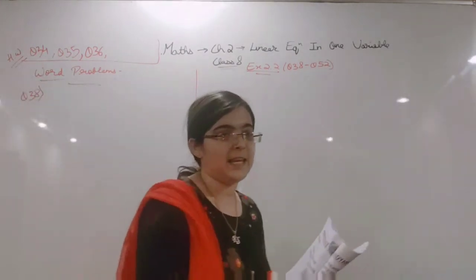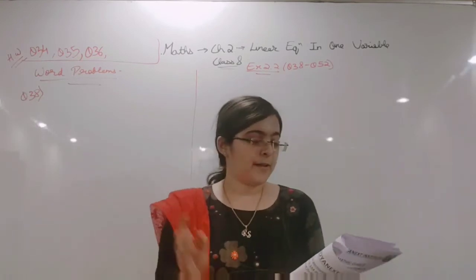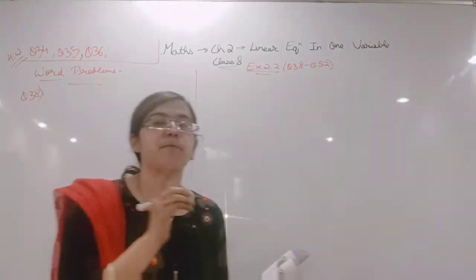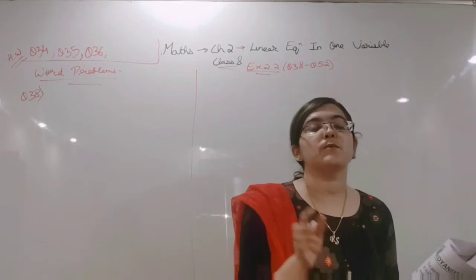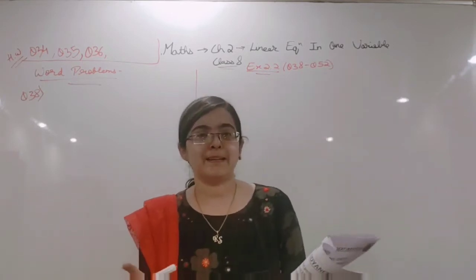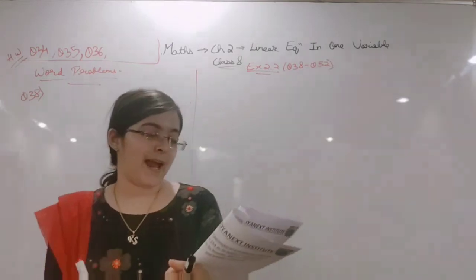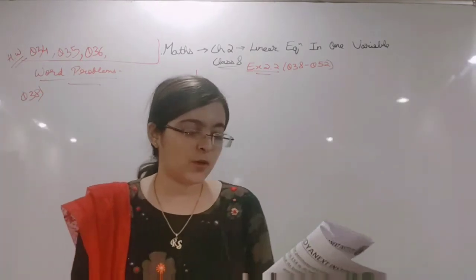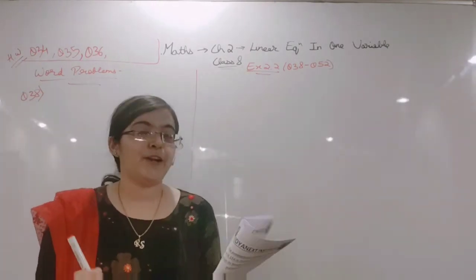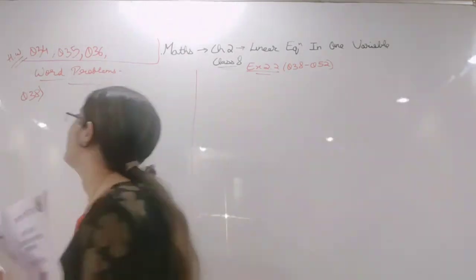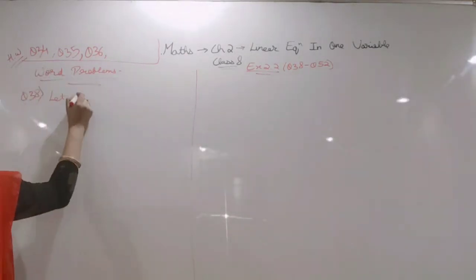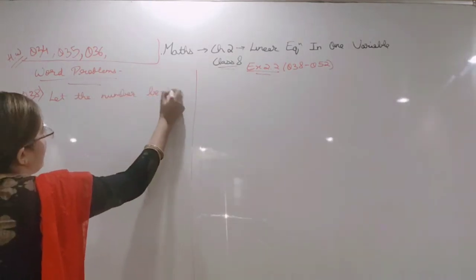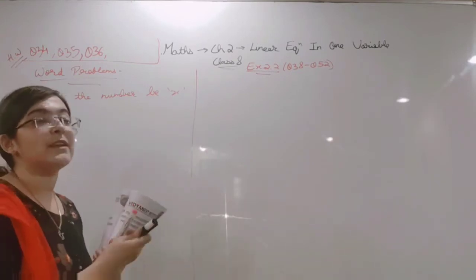Read the question, what it is saying. If you subtract 1 by 2 from a number and multiply the result by 1 by 2, you get 1 by 8. What is the number? Students, in word problems, you have to read each sentence properly. Our first step will be, let the number be x. You can take any variable. We are taking x.